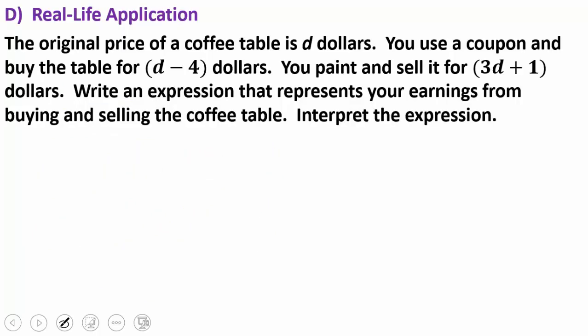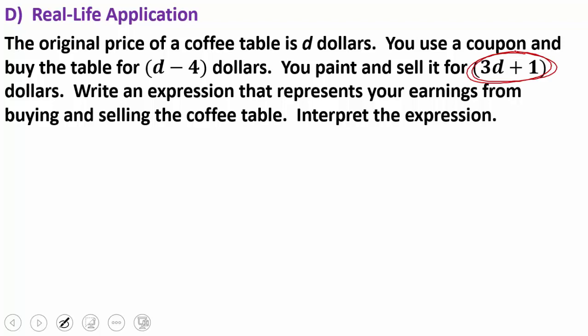Let's go to our real life application. It says the original price of a coffee table is D dollars. You use a coupon and buy a table for D minus $4. You paint and sell it for 3D plus $1. Write an expression that represents your earnings from buying and selling the coffee table, and then interpret the expression. So you're going to make money, right? You wouldn't buy it, then paint it all up and make it nice, and then sell it for less than you paid for. You'd be losing money. That wouldn't be smart.